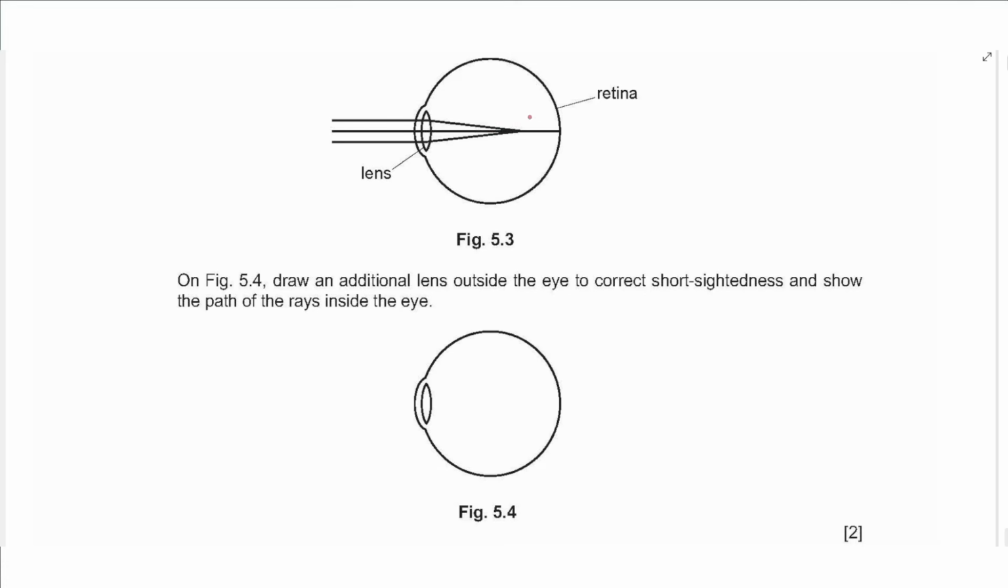So here the problem is the light should intersect at the base of the eye, but intersects a little earlier. So we need the rays of light to diverge a little bit so they can reach the base of the eye. So we will be using a diverging lens or the concave lens.